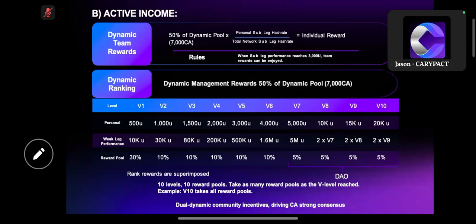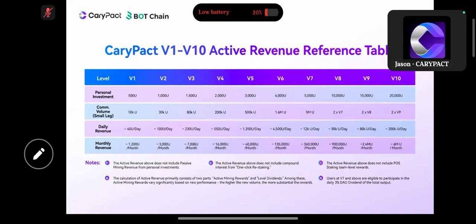And then you can swap the CA to BOT coin in our DAX, and then from BOT, you can transfer out in terms of USDT again. Now, this is the table of the active revenue income. What is the estimated amount that you'll be earning?